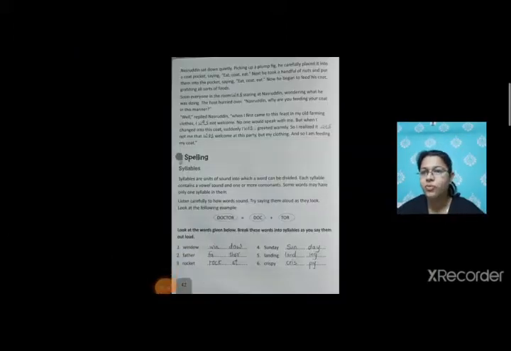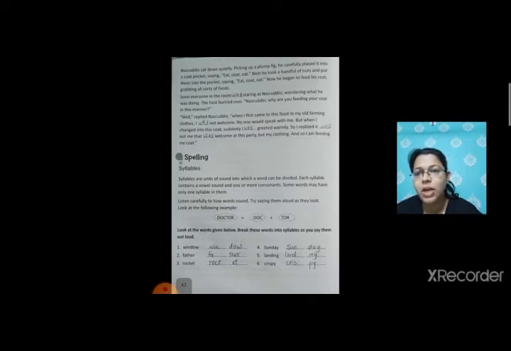So students, we were done with the grammar portion from your worksheet, and today we would be seeing the spelling portion that is on page number 42. And the topic over here is syllables. Syllables are units of sound into which a word can be divided. Each syllable contains a vowel sound and one or more consonants.